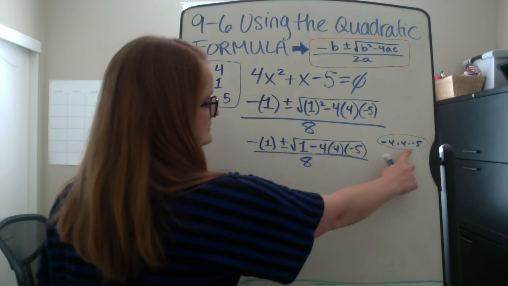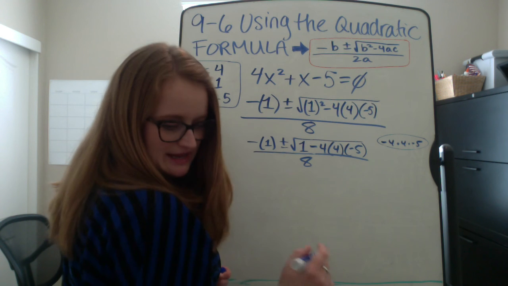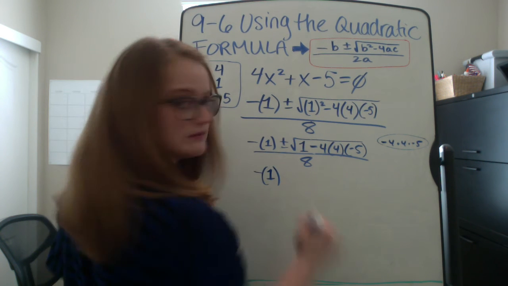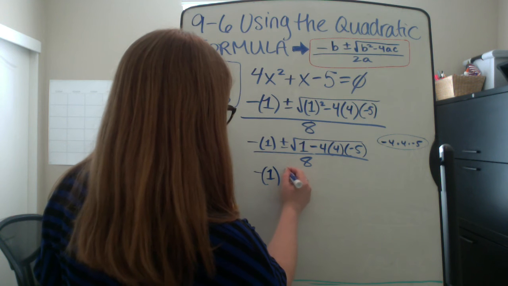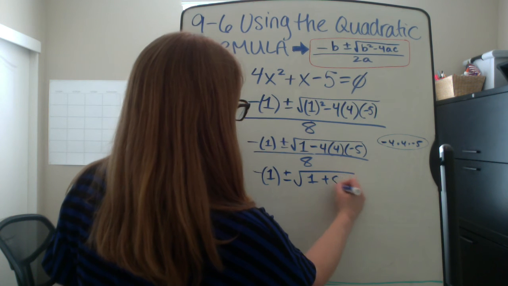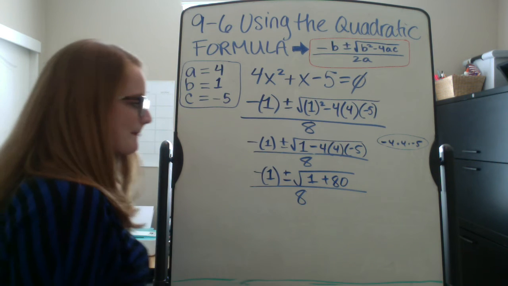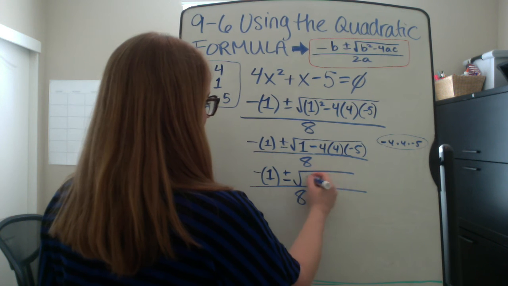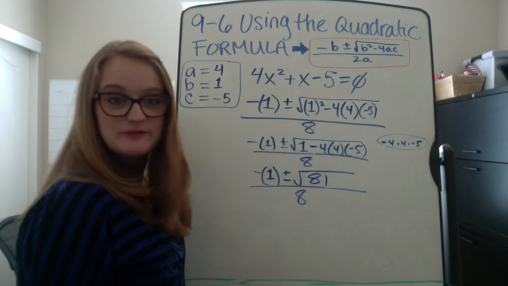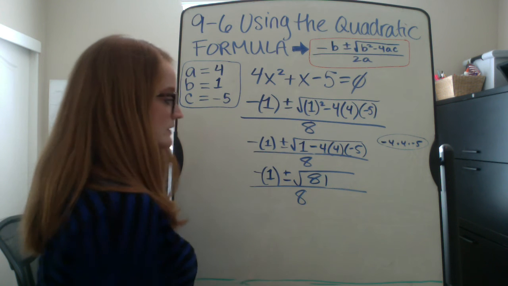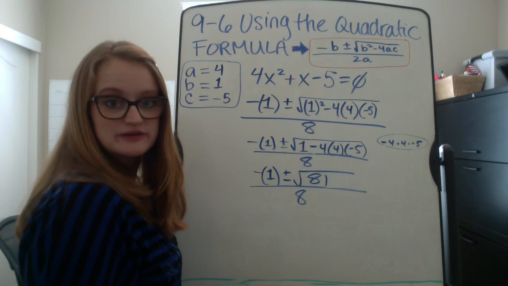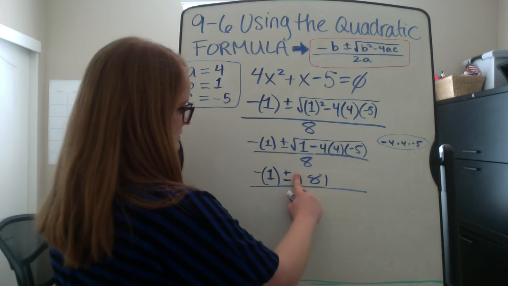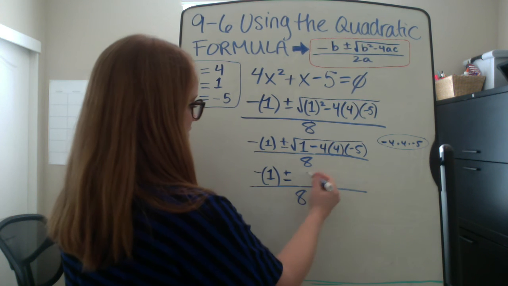If we do this, -4 times 4 times -5 is positive 80. So I'm going to rewrite this as plus or minus the square root of 1 plus 80, all over 8. Now I can do the 1 plus 80, which is 81. And now I can simplify that further, because hopefully we know what the square root of 81 is. It's a perfect square, because 9 times 9 is 81. So the square root of 81 now becomes 9.